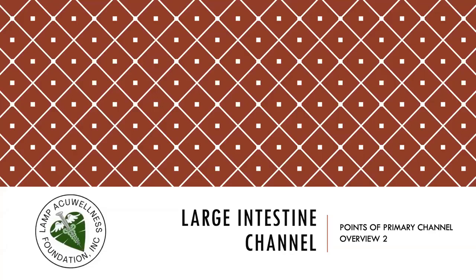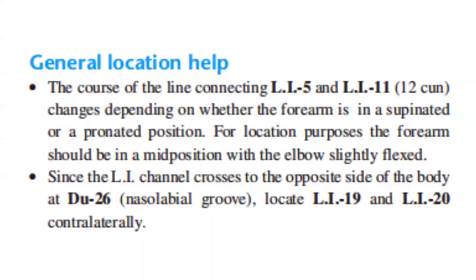We will continue discussing the points of the primary channel of the large intestine. Okay, for general location, the course of the line connecting LI5 and LI11, which is 12 cun, changes depending on whether the forearm is in a supinated or a pronated position. For location purposes, the forearm should be in a mid position with the elbow slightly flexed.